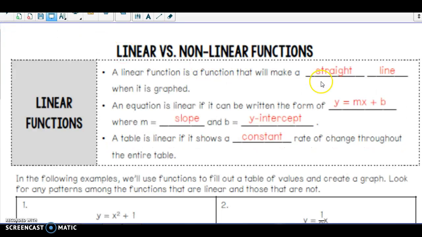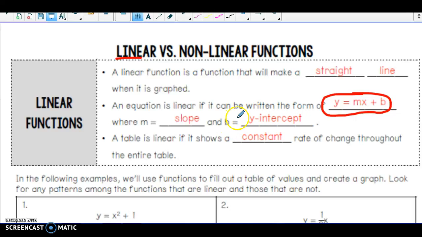A linear function is a function that will make a straight line when it is graphed. The word linear does have the word line in it, so that's one way you can remember the definition of linear. An equation is linear if it can be written in this format. This should look familiar to you. Y equals mx plus b is the equation that we used when we learned about graphing earlier in the year. M is your slope and B is your y-intercept.